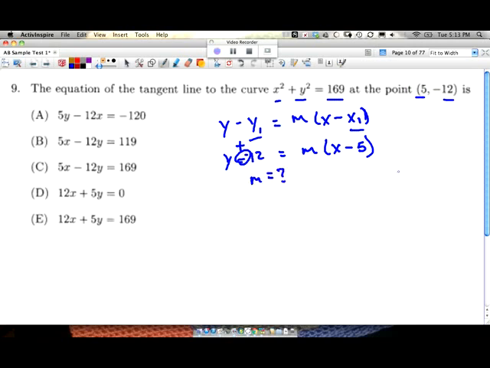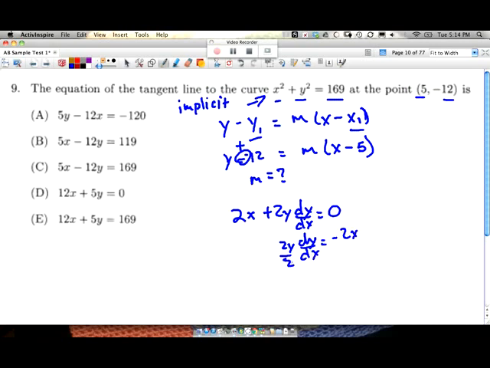M equals what? Well, that involves a derivative. So I have to take the derivative of this. That involves implicit differentiation, because notice that this y squared is mixed in with the x. So I take the derivative implicitly. That would give me 2x plus 2y dy/dx equals 0. Do some algebra here. We get 2y dy/dx equals negative 2x, divided by 2y, divided by 2y. And you get dy/dx equals negative x over y.